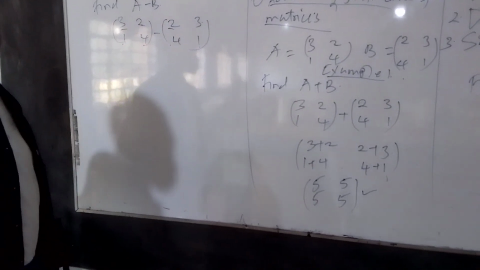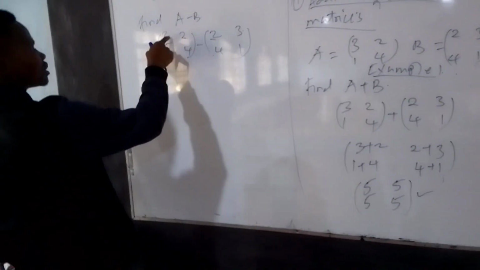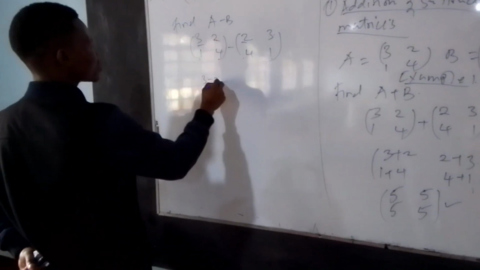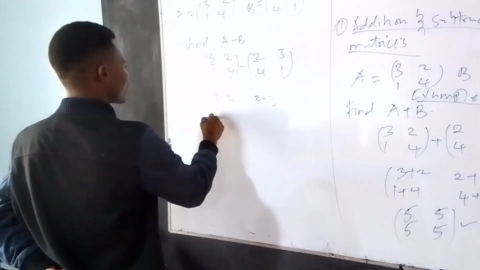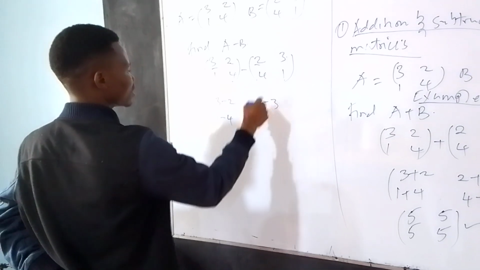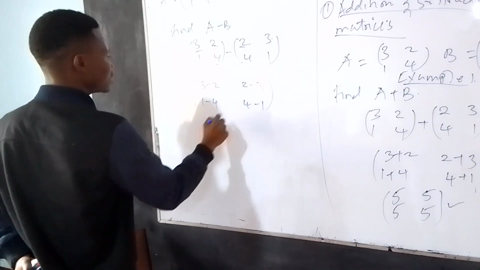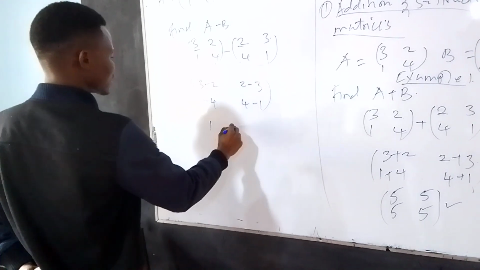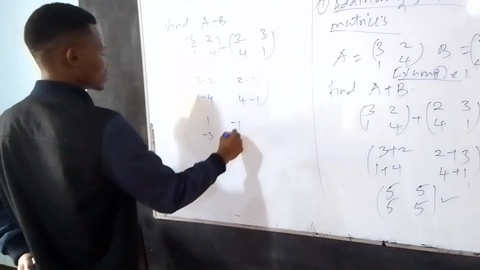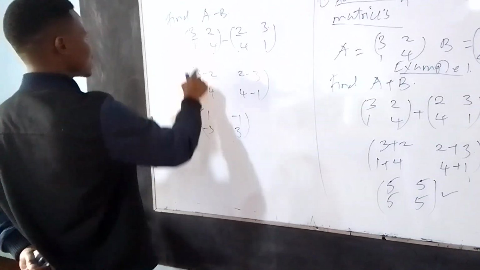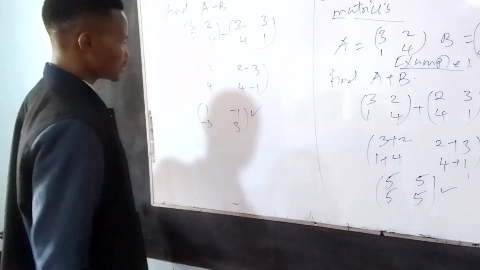So you take the corresponding values and work with them independently. 3 minus 2, 2 minus 3, 1 minus 4, then 4 minus 1. So we have 3 minus 2 is 1, 2 minus 3 is negative 1, 1 minus 4 is negative 3, 4 minus 1 is 3. Then we have matrix A minus B. This is our answer in this case.